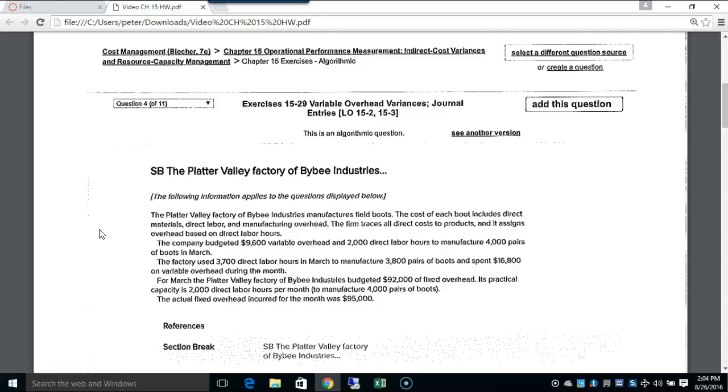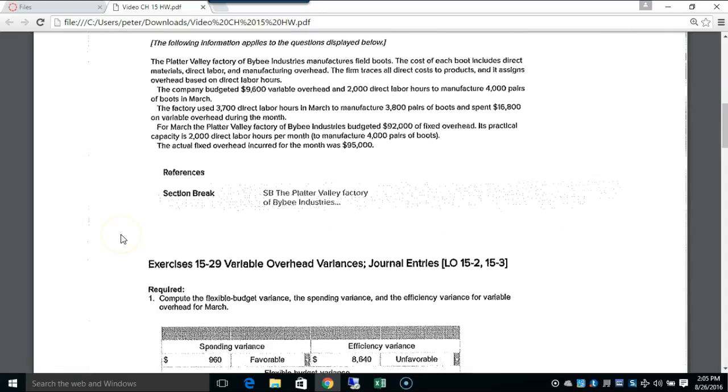For March, the factory budgeted $92,000 fixed overhead. Its practical capacity is 2,000 direct labor hours per month to manufacture 4,000 pairs of boots. Actual fixed overhead was $95,000. So it wants us to compute the flexible budget variance, the spending variance, and the efficiency variance.